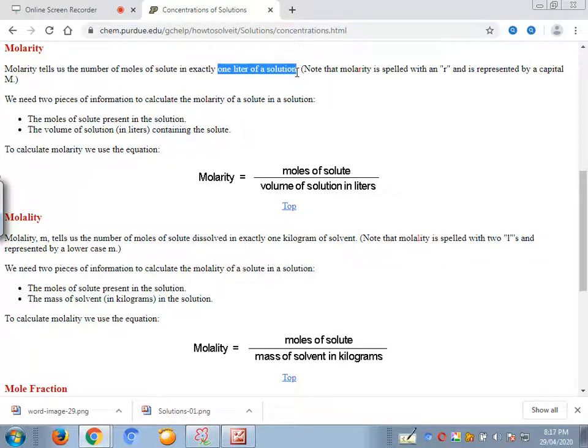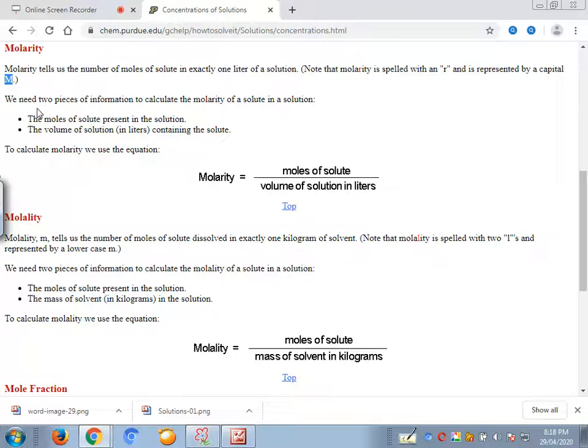Now, always the quantity may be given in liters. Also, we know that we can measure in milliliter instead of liter also. So there are two formulas, and I'm going to tell both. Remember the main definition of molarity: it is the ratio of moles of solute present in 1 liter of solution. Molarity is spelled with an R and is represented by a capital M. So also you should remember the symbol for molarity is capital M.